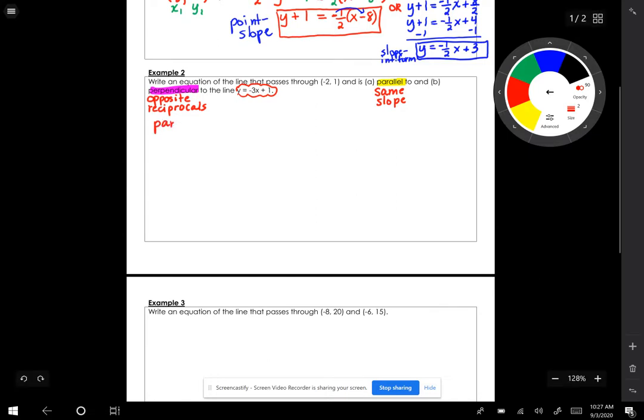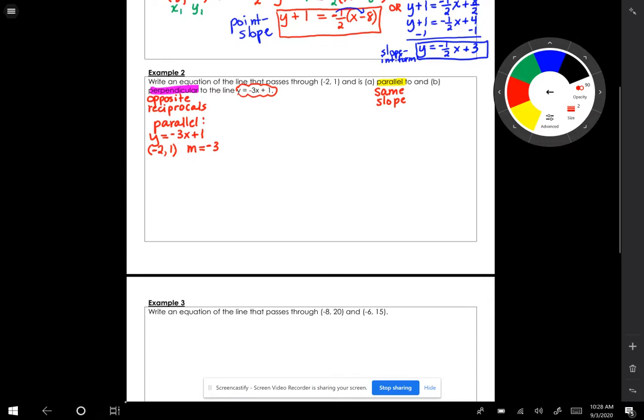So for parallel, we're going to use our given line. We're going to use our point. And so I will write it right here. And notice the slope of this given line is the number in front of x. So the slope is negative 3. The parallel line will have the same slope, so I'm going to leave that as negative 3.